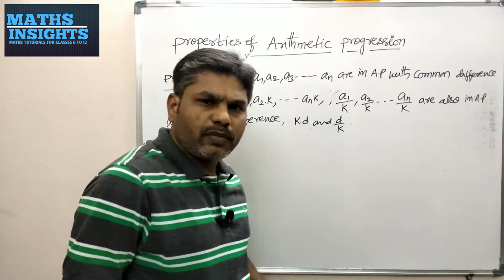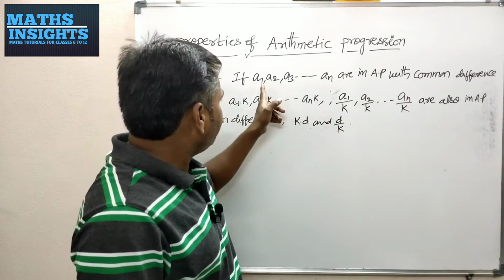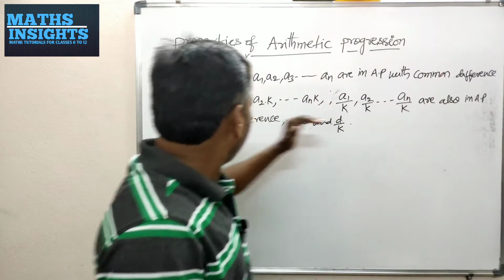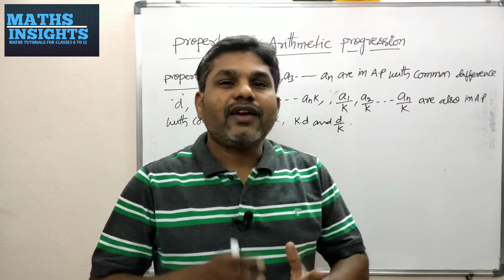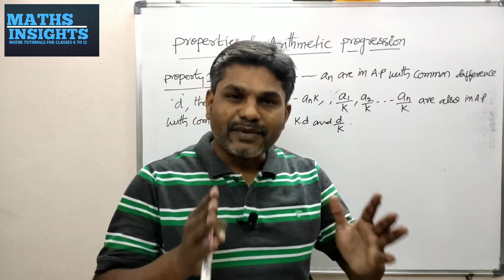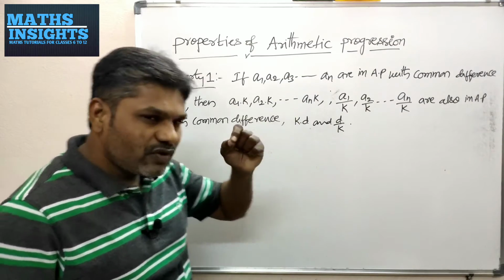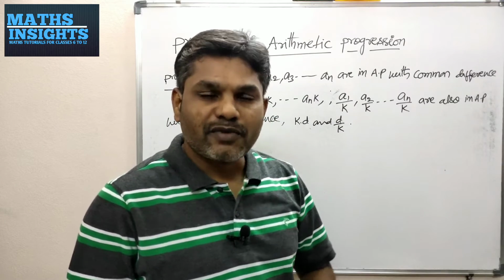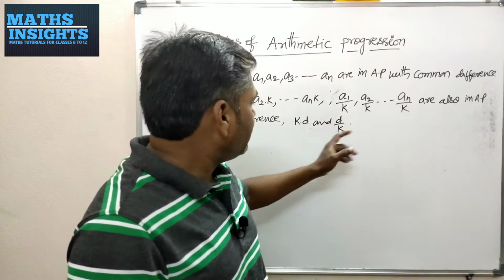Now we will go to the second property. Property number 2 says that if you take any arithmetic progression, let it be A1, A2, A3 and so on, AN, in AP with common difference D, then if you multiply each term of the AP or divide each term of the AP by a constant K, the result will also form an arithmetic progression with common difference K into D. Whatever constant you use to multiply or divide each term, these are the common differences of the newly formed arithmetic progressions.